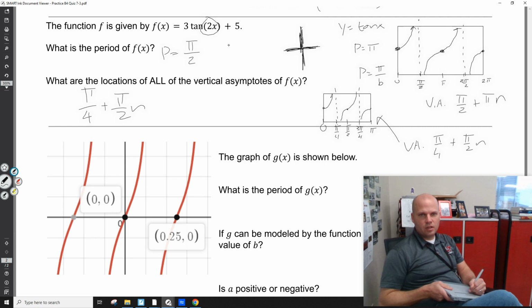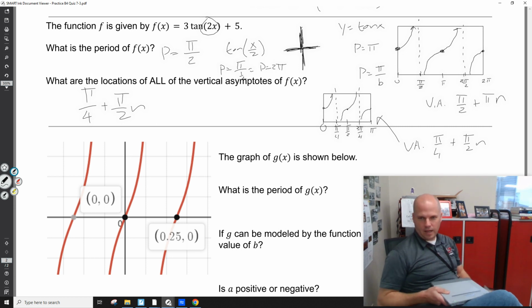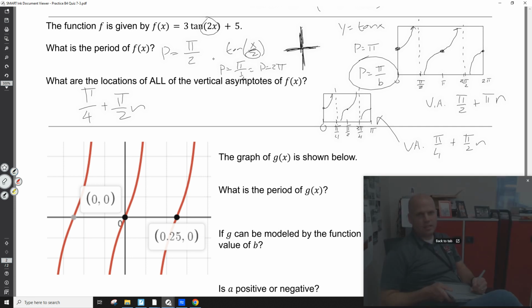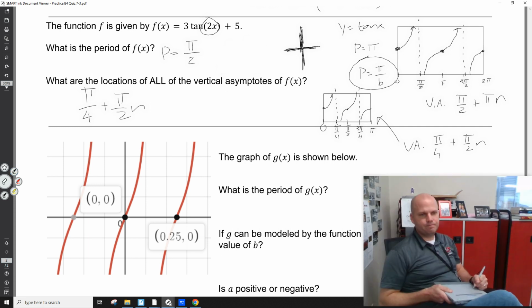If this was tangent x over 2, then the period would be pi over a half, which would be 2 pi. Okay, like pi over b. Now, if I'm dividing by 2, that's a horizontal dilation by a factor of 2. You take all these x values, multiply by 2, and you'd get pi, 2 pi, 3 pi, 4 pi. You take all of this information, multiply by 2, and you get pi plus 2 pi n for your vertical asymptotes. These are all the different ideas for tangent.